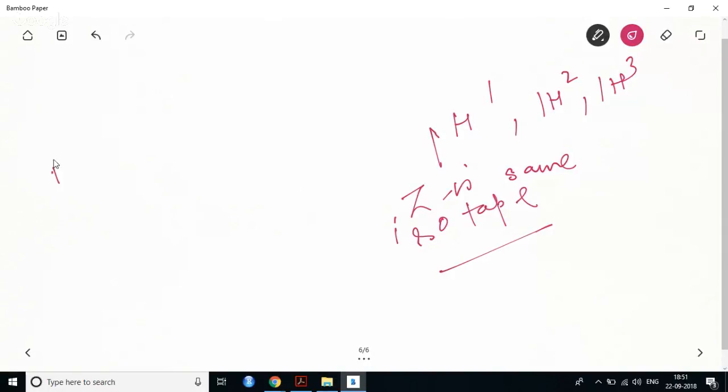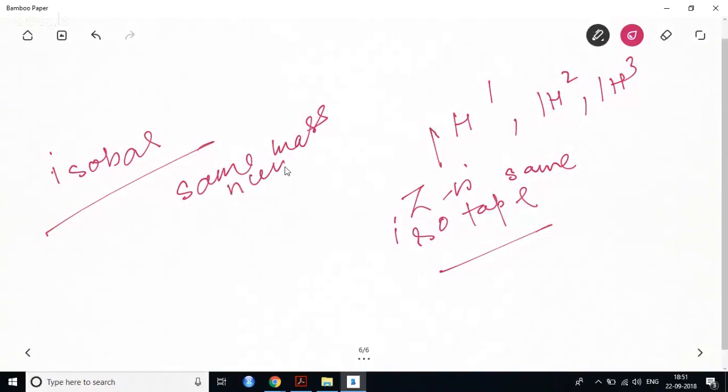After that, what is isobar? So try to understand, isobar means same mass number. So same mass number means A is the same. When Z is the same, it is isotope. When A is the same, it is isobar.